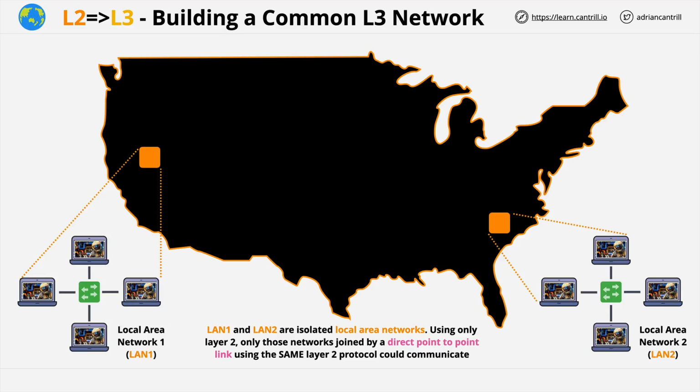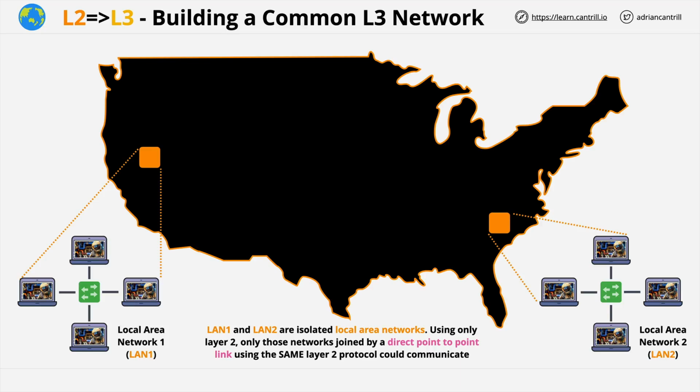Now, you could pay for and provision a point-to-point link across the entire US to connect these 2 networks, but that would be expensive, and if every business who had multiple offices needed to use point-to-point links, it would be a huge mess and wouldn't be scalable. Additionally, each layer 2 network uses a shared layer 2 protocol. In the example so far, this has been Ethernet. For networks where we're only using layer 2 to communicate with each other, they need to use the same layer 2 protocol.